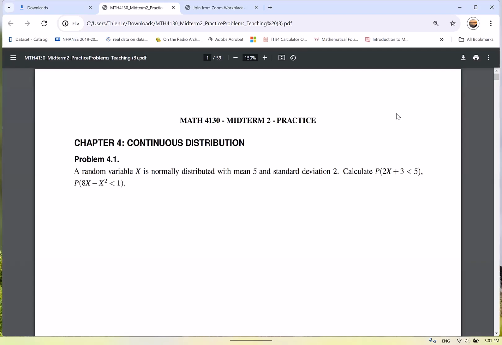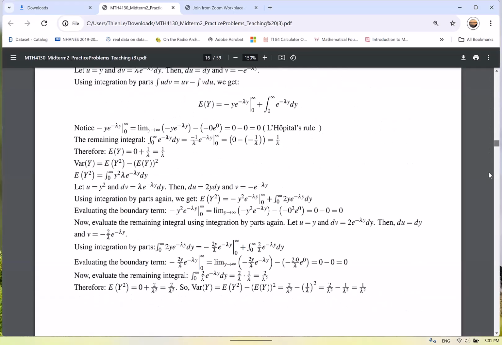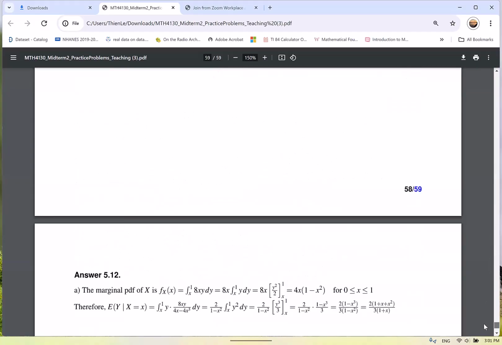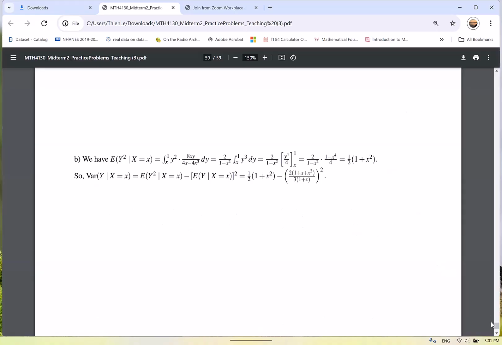So for this practice test of midterm 2, we have about 25 problems. In chapter 4, I prepared 13 problems. In chapter 5, we have 12 problems. So let me just scan through quickly here. 13 for chapter 4, and then chapter 5, we have 12 problems, up to 12, which is the last one.